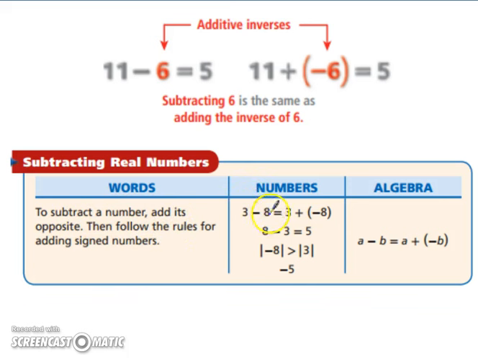So if we have 3 minus 8, we're going to have 3 plus negative 8. The signs are different, so subtract their absolute values, and then keep the sign of the bigger absolute value. So we have 8 minus 3 is 5. Now we have 8 and 3. Is 8 larger or 3 larger? 8 is. So that's the one with the negative. So now we're going to take that negative and stick it in front of our 5.